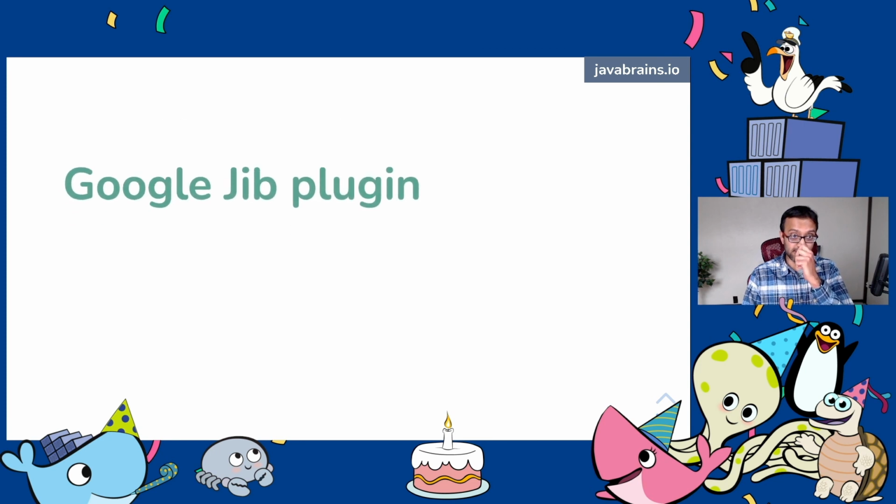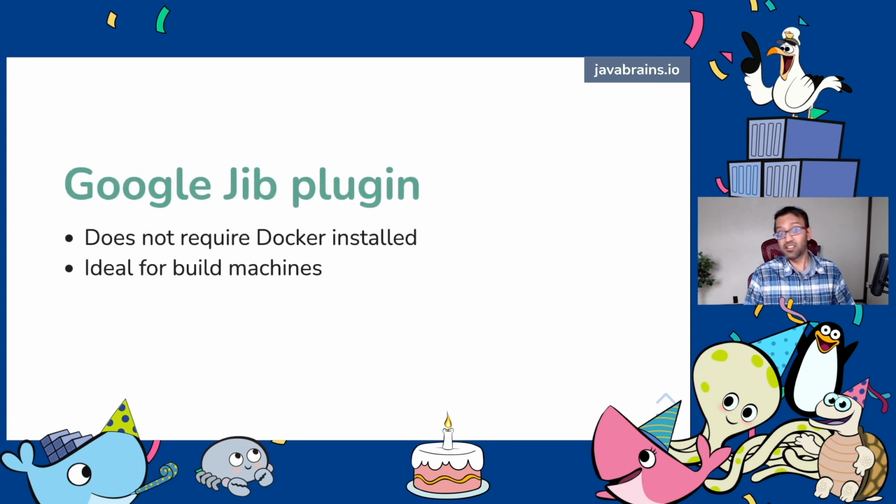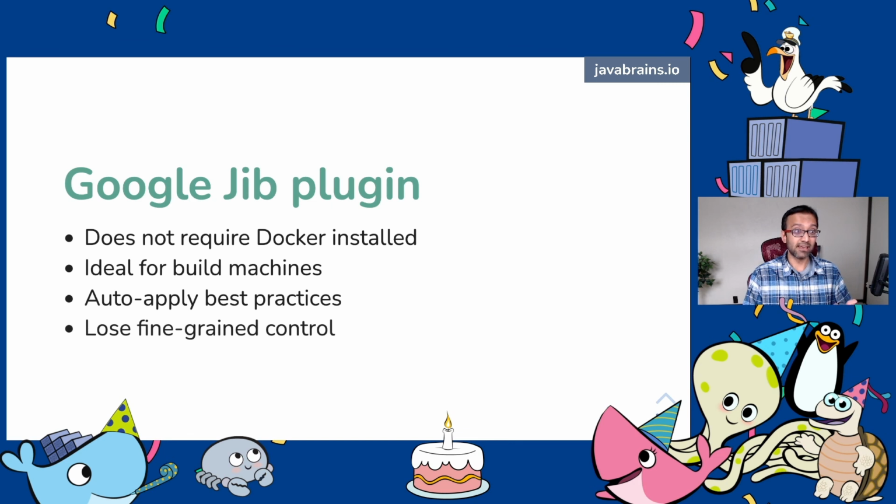So the Google Jib plugin, again, like I said, doesn't require Docker to be installed. It's ideal for build machines where you're minimizing the amount of things necessary to be running on a build machine. You can have lightweight build machines for this process. It also auto-applies best practices. It has its own opinion of how a Spring Boot Docker image needs to be created, so it's going to auto-apply it.